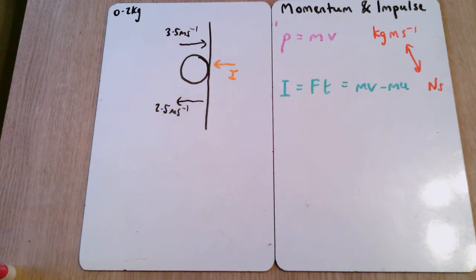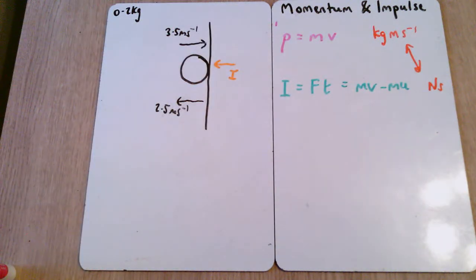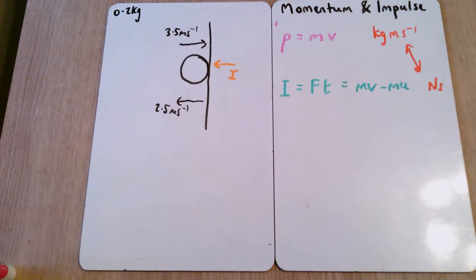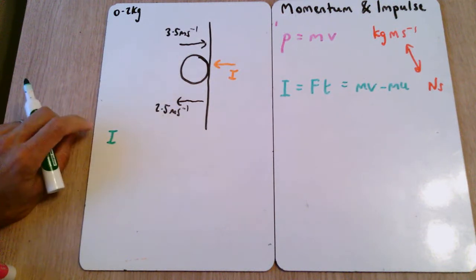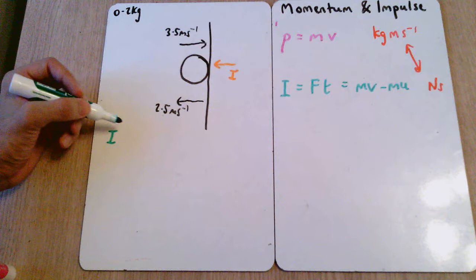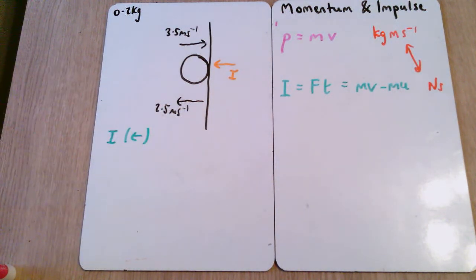Now, we know that the impulse is force times time or change in momentum. We aren't told what the force is, we're not told how long it takes, but we do know the velocities and we do know the mass. So we're going to be using mv minus mu. But we need to pick a direction to work with. Now, the impulse in this case we can see is to the left, which means we are going to make our direction to the left our positive direction. If you do this to the right, you will still work out the impulse, but the value you will get will be negative, in the opposite direction.